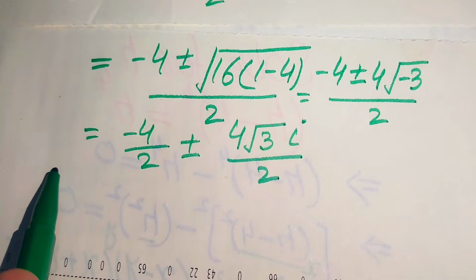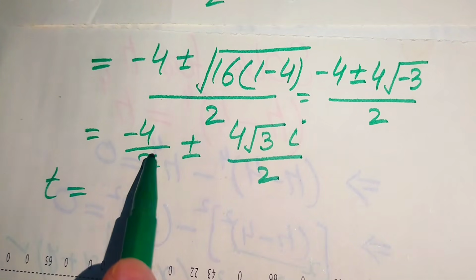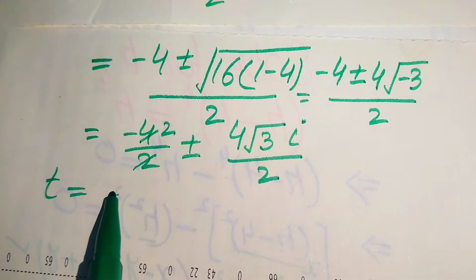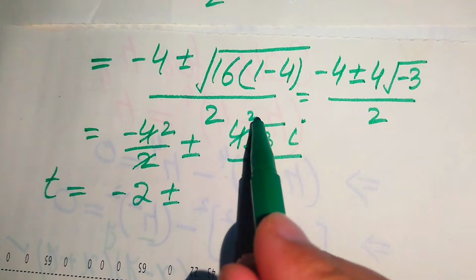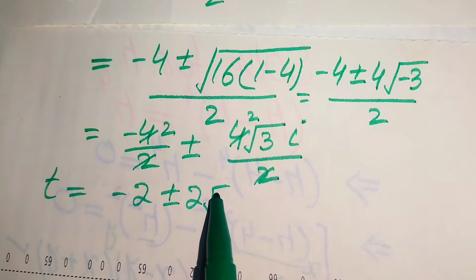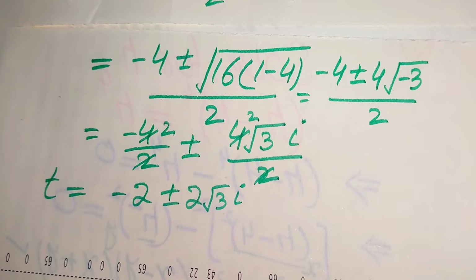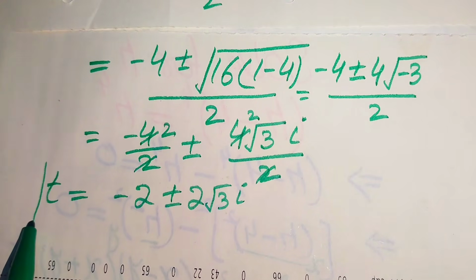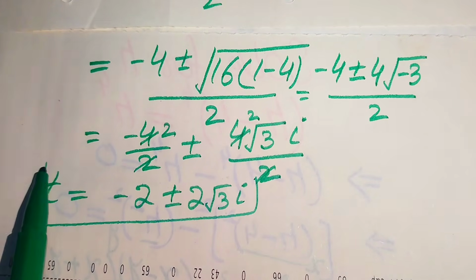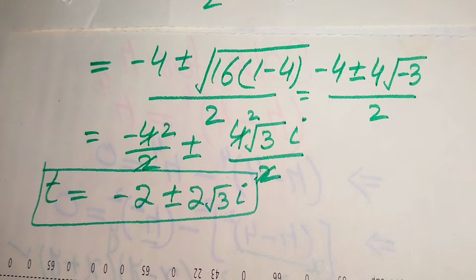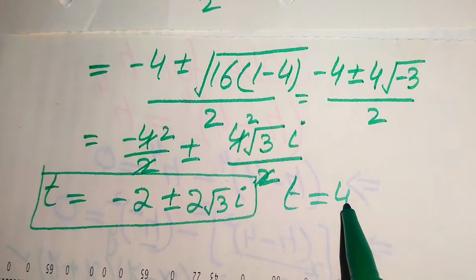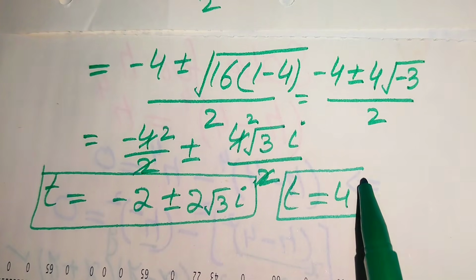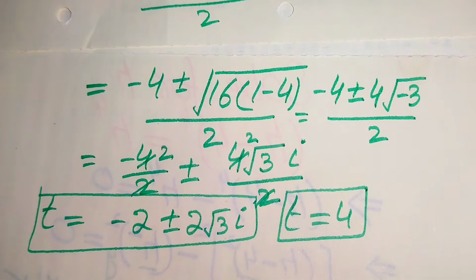So we need more simplifications here, and we obtain t is equal to, 4 divided by 2 becomes 2, and we get minus 2 plus minus, and this is also 4 divided by 2 becomes 2, and we get 2 times the square root of 3 into iota. These are the other two complex roots of the given equation, and finally we have three roots of the given equation, in which these two roots are complex roots, and t equal to 4 is the one real root of the given equation.